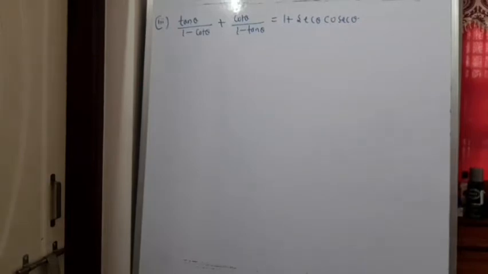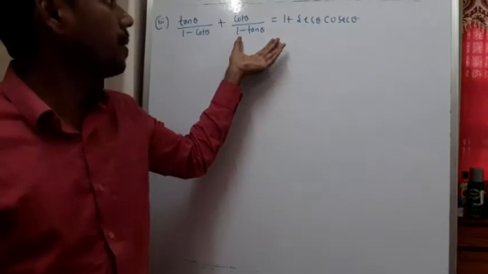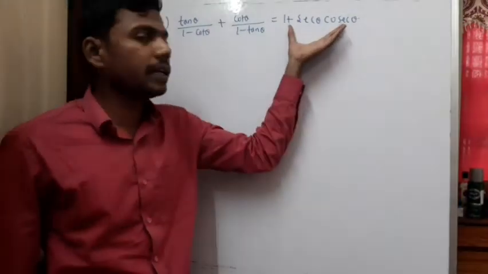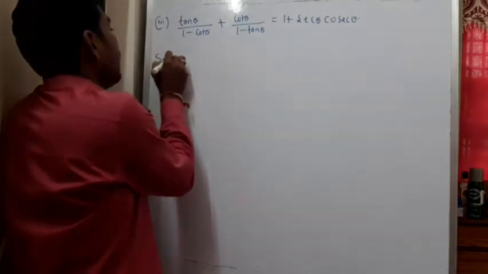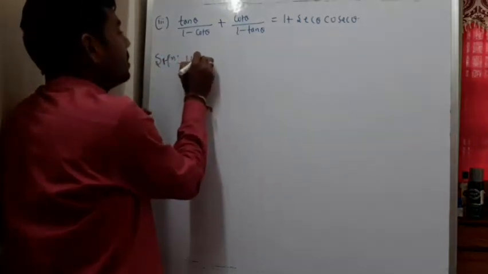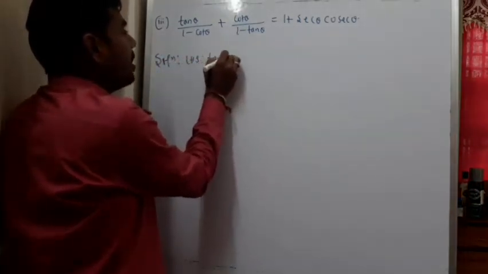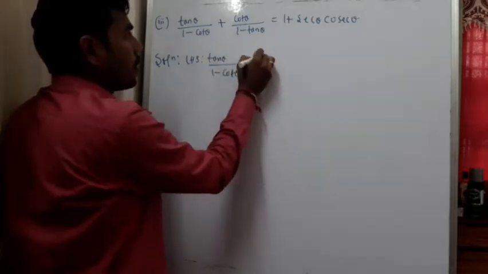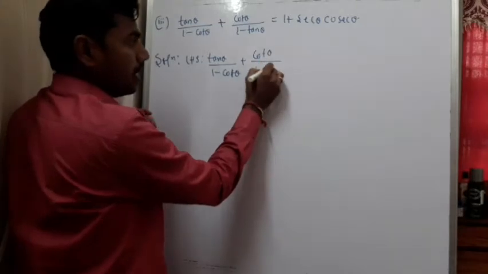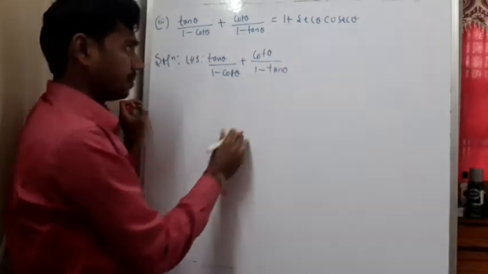Next, third question. Tan theta divided by 1 minus cot theta plus cot theta divided by 1 minus tan theta is equal to 1 plus secant theta into cosecant theta. We need to prove. So for that, first we will consider LHS. What is given in the LHS? Tan theta divided by 1 minus cot theta plus cot theta divided by 1 minus tan theta.